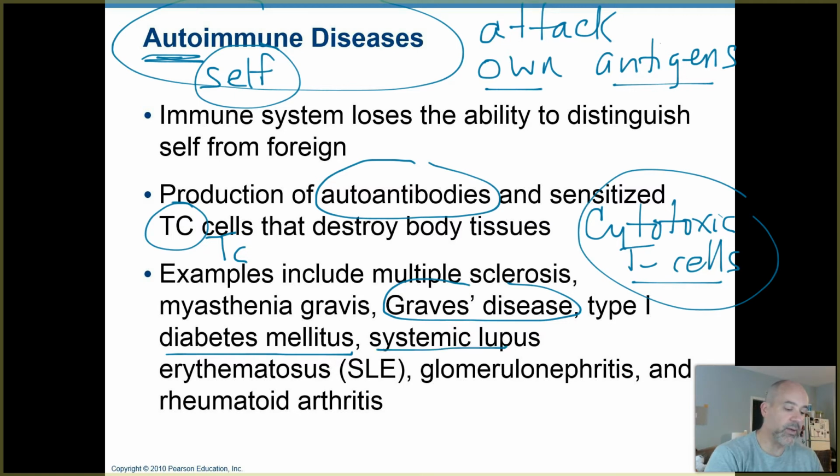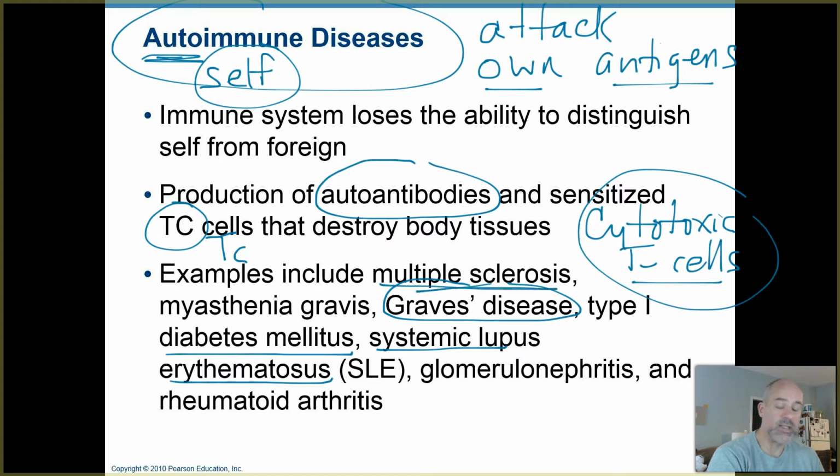Lupus, the official clinical name for that is systemic lupus erythematosus, or SLE. Erythematosus refers to a reddening that occurs in the skin in patches in patients who have this, and they make antibodies to a number of different antigens within their own bodies, including their own DNA. People with lupus actually make antibodies that attach to their own DNA, believe it or not.